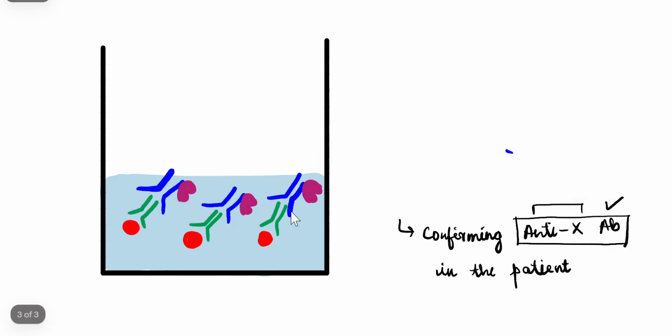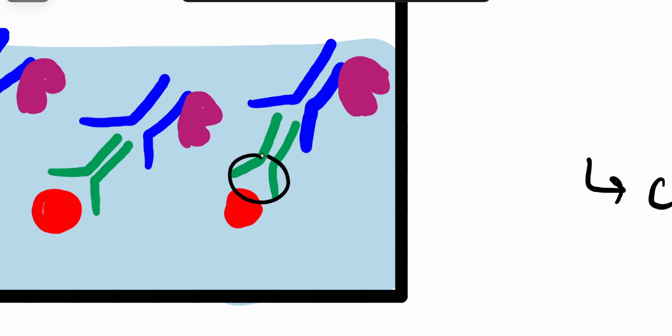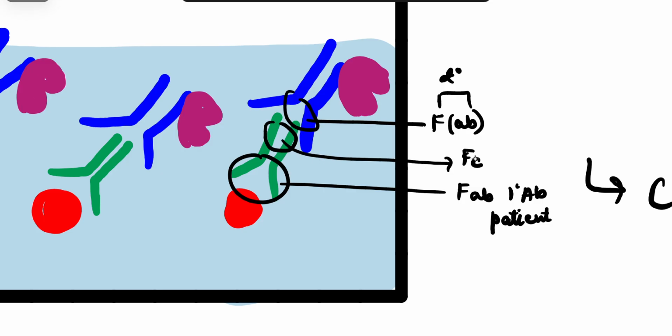Now what happens here, we have to look into the details. From the basics of immunology we know that this part is the FAB of the primary antibody, from the patient only, and this is the FAB of this antibody. Now the FAB of the secondary antibody is binding to this part, which is the FC, the constant region of the primary antibody. So here the FAB of the secondary antibody is binding to the FC region of the primary antibody.